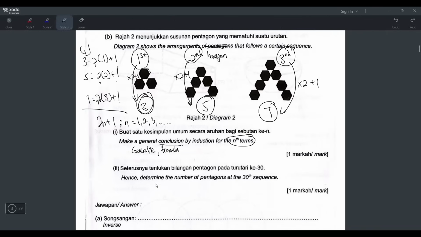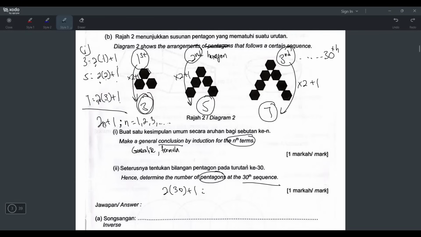Okay. Number 2. Hence determine the number of pentagons at the 30th sequence. So this is the first sequence, second sequence, third sequence. So by the time it reaches the 30th, how many hexagons do you have? Okay. You can just use this formula, right? So 2n plus 1 becomes 2 times 30 plus 1, because n is for which arrangement, right?